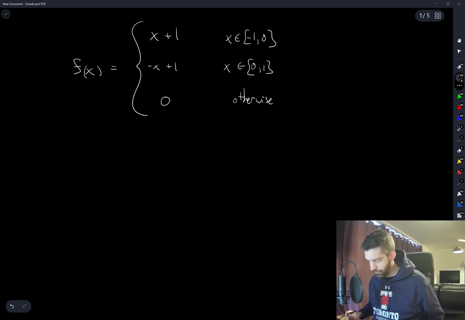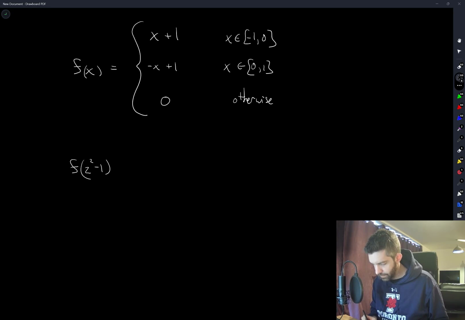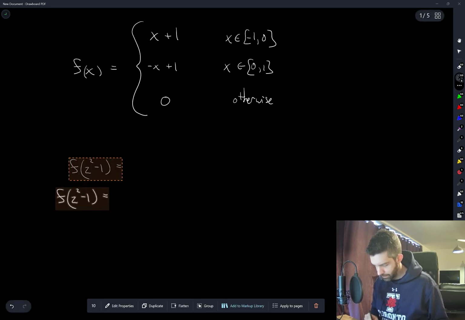Okay, so there is the function f written out in piecewise linear form. I'm actually going to write, rather than f of x squared minus 1, f of z squared minus 1, so that I don't mix up x's in one spot versus the other. Okay, so let me think a little bit about this.